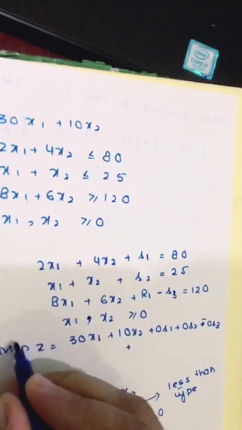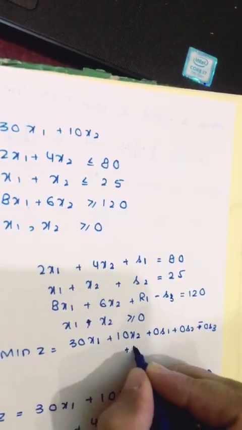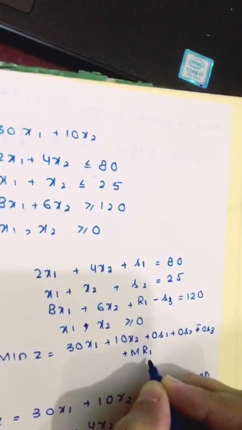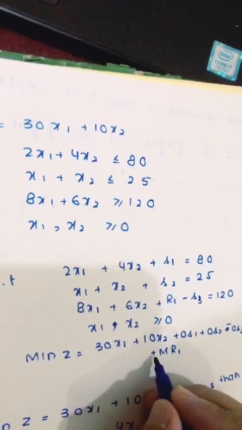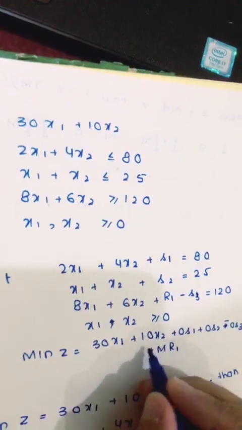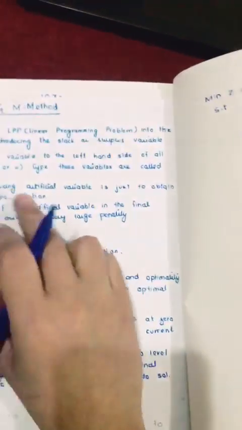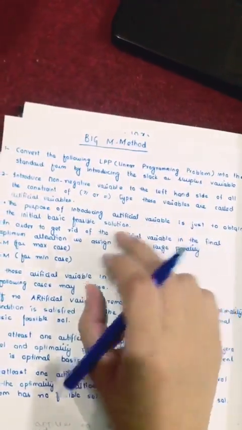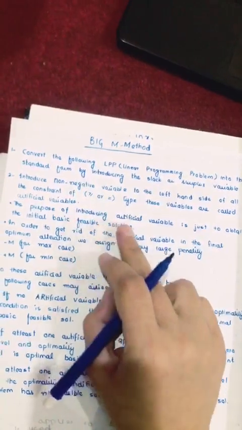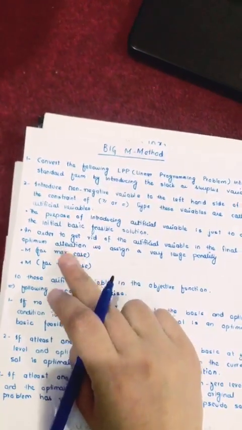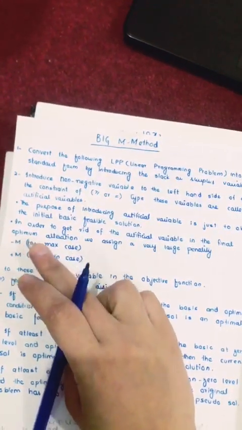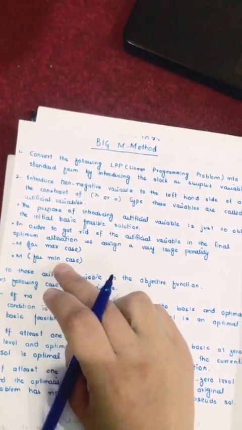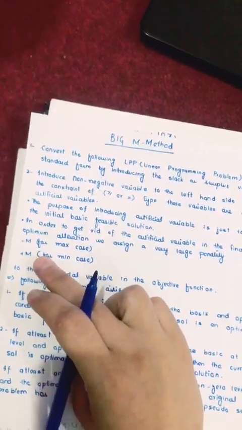We have minimization of z, then we add plus Mr1. If we have a maximization case, then we have minus Mr1, the penalty. So the purpose of introducing the artificial variable is just to obtain the initial basic feasible solution. If the objective function is of maximization case, then we add minus Mr1. If it is of minimization case, then we add plus Mr1.